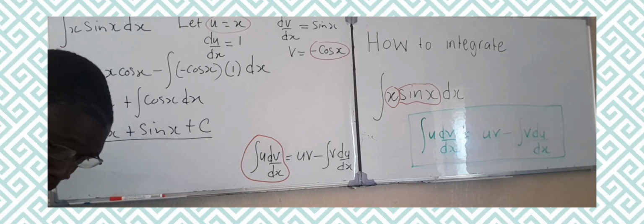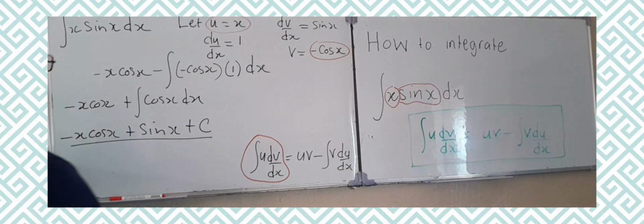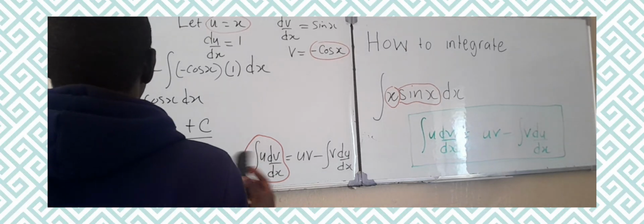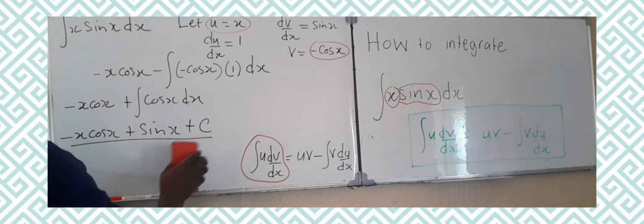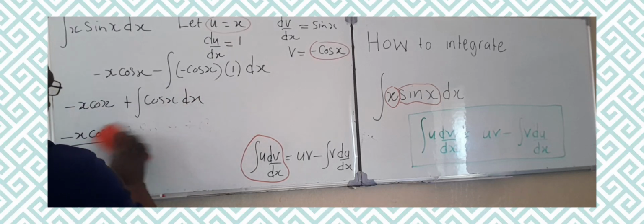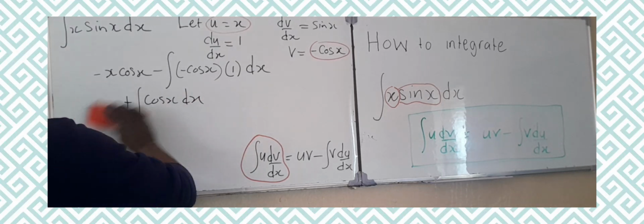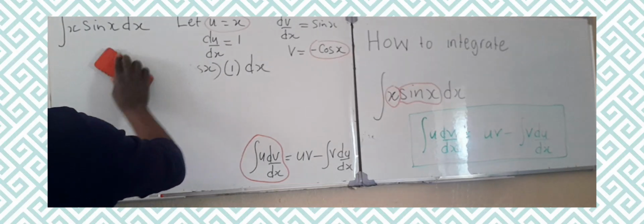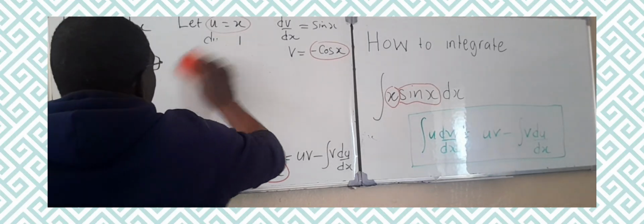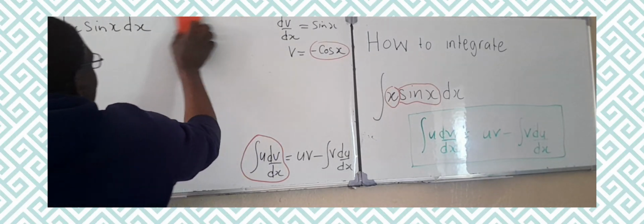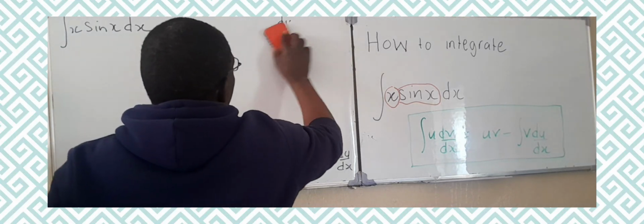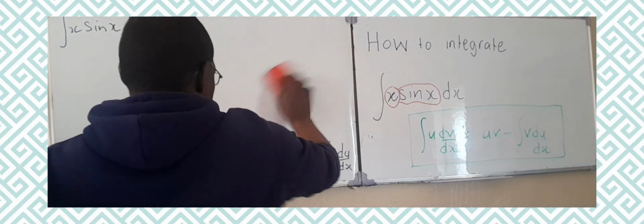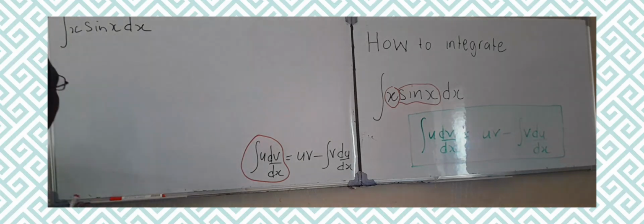Now, I just want to illustrate to you what happens if you choose wrongly your u and dv/dx. Let me just clear the board here. Sometimes you may be lucky. It may still give you a nice and quick result. In some cases, you end up in a ditch. I hope it's not going to be the case this time with us.